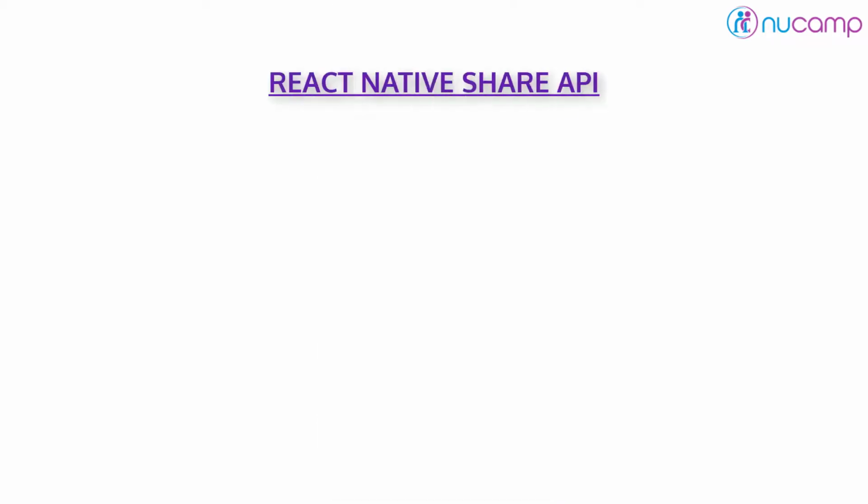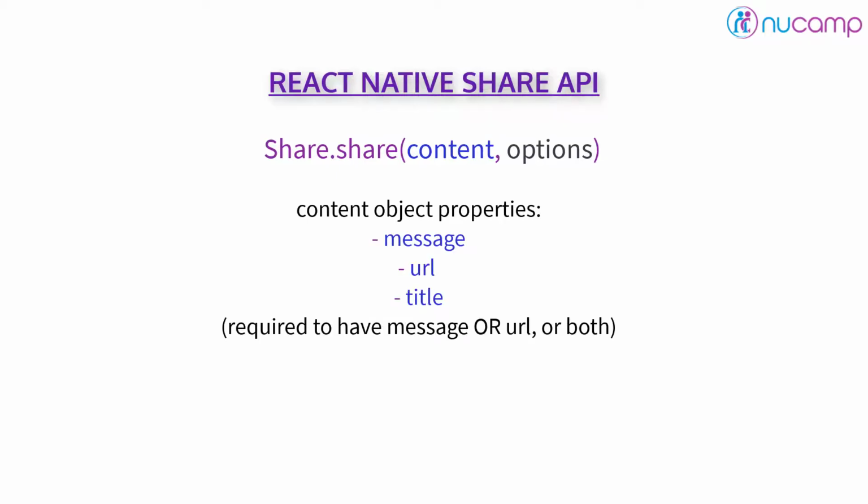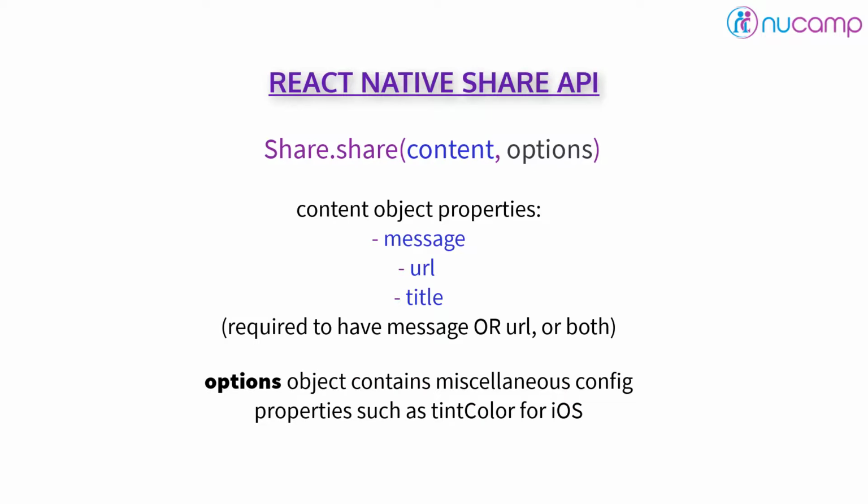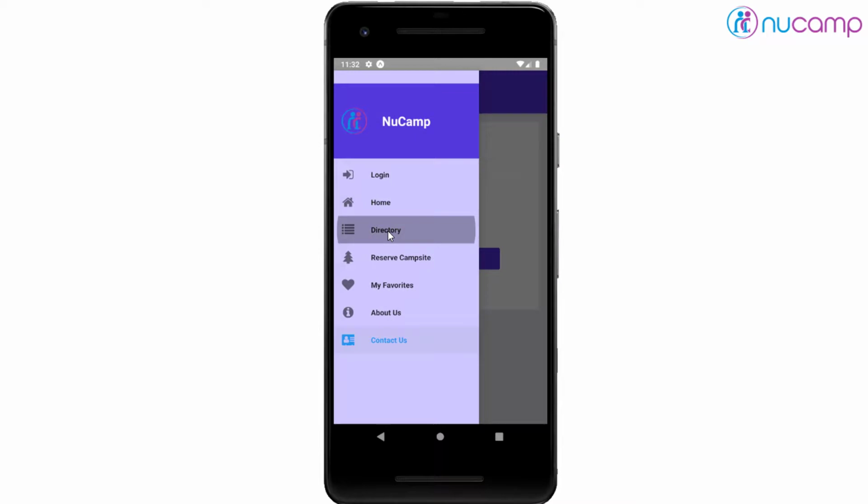In the social sharing exercise after that, we'll use the Share API from React Native. The Share API also has just one method, and it's called share. It takes 2 arguments, content and options. Content and options are both objects. The content object is required to have either a message or URL property or both, and it can optionally have a title property. The options object includes some miscellaneous configuration options for iOS and Android, such as a tint color for iOS. Let me show you how we'll use the Share API in our application.